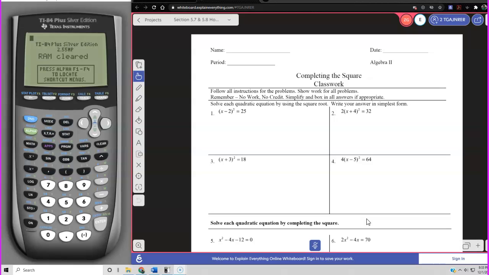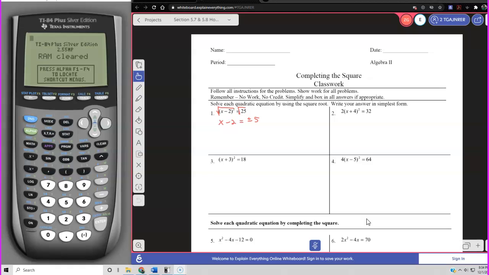Solve each quadratic equation by using the square root. Write your answer in simplest form. So what you're going to do is you're going to get the square root of both sides. So you're left with x minus 2 is equal to, once you get the square root of 25, it's going to be positive or negative 5.